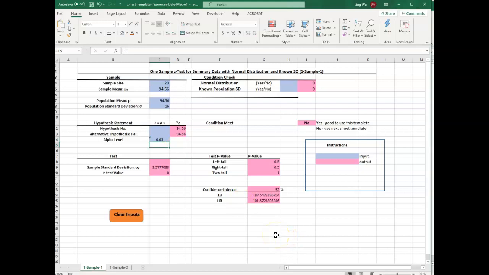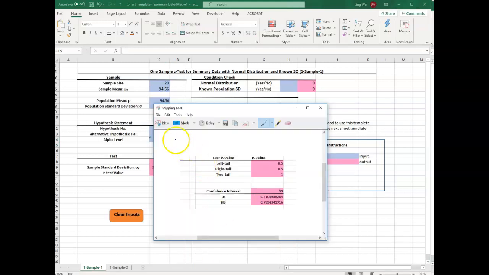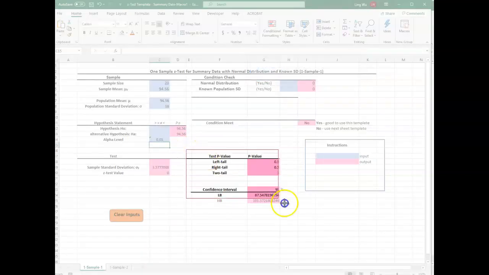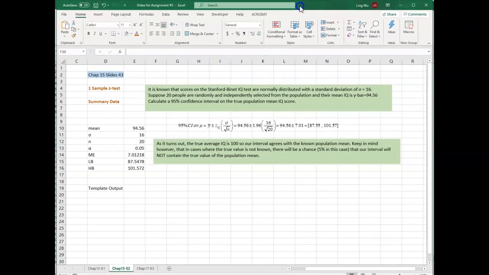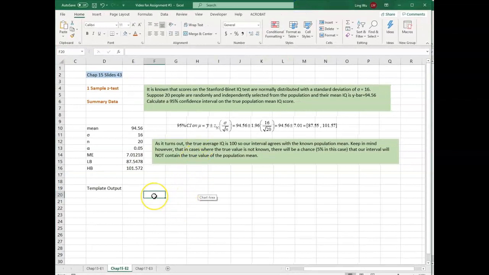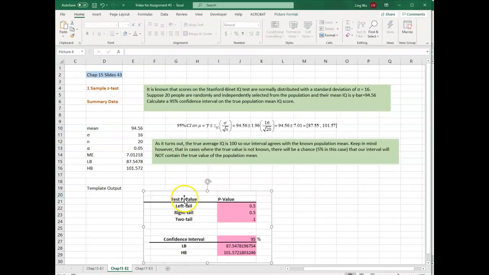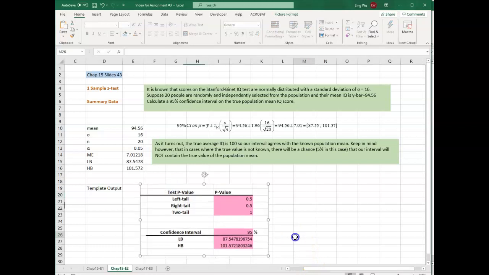So we get this value. I just copy and paste this figure into my assignment, or in this case my examples here. So you can see we get the value 87.547. That's basically the same values here. That's more accurate than our calculated value. This is for the summary data one sample z-test.